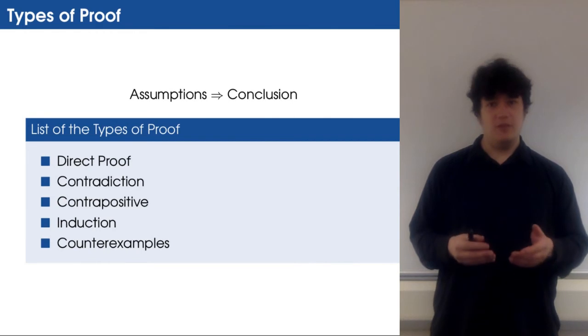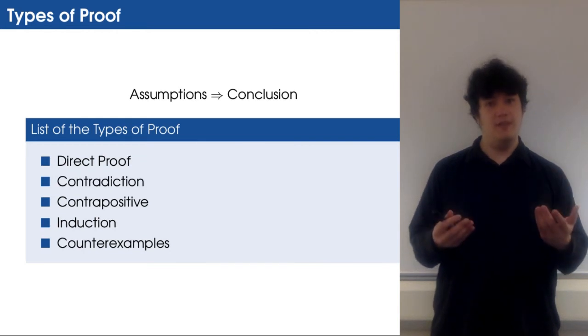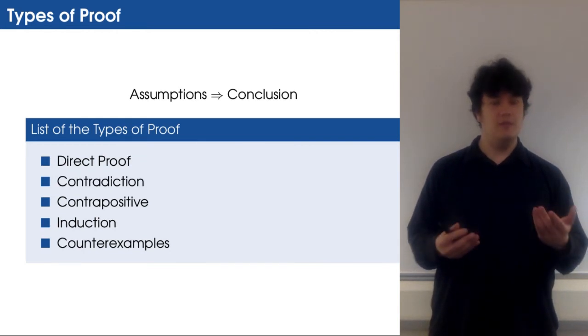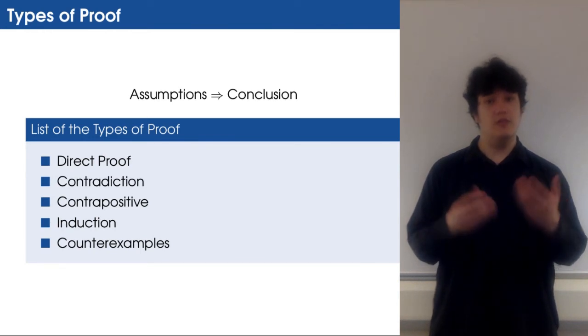A counterexample is used when you have a universal statement that you want to show as false. Say you want to show that all sets are red is false. A counterexample would be a set that's blue, and that would show that the statement all sets are red is false.